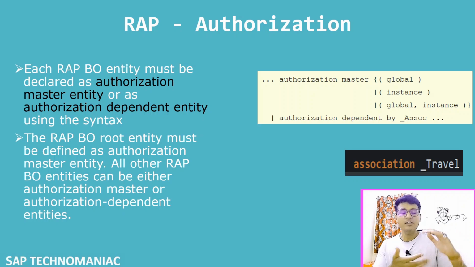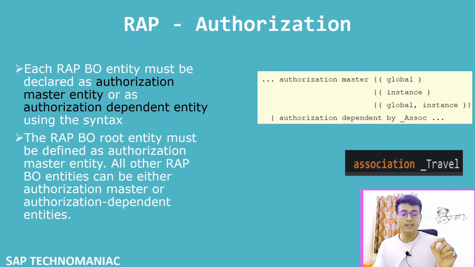As we define in our managed scenario also, we always define the authorization in the characteristics part, where we define all the characteristics like use etag, authorization, and the total etag which we are going to define for the draft as well. All those things we define in the characteristics. There also we have to define the authorization, and for each entity we should define it either as an authorization master entity or as an authorization dependent entity.